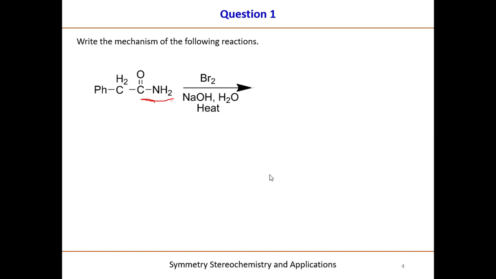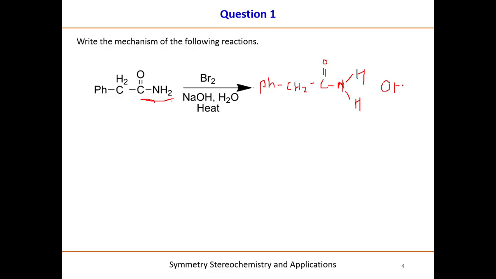I'm writing here the whole mechanism. We have Ph, CH2, correct? And then carbonyl, then nitrogen, and nitrogen has 2 protons, correct? So then here the deprotonation will take place from nitrogen.